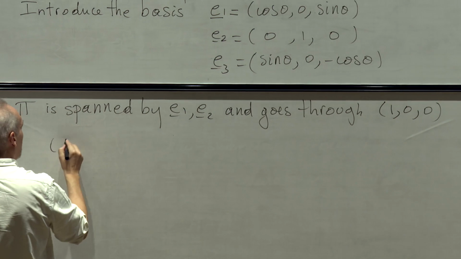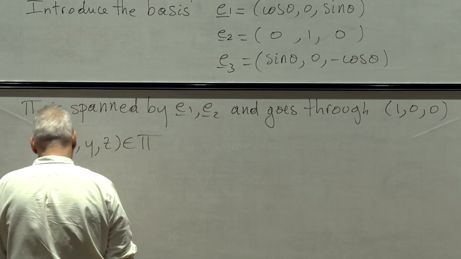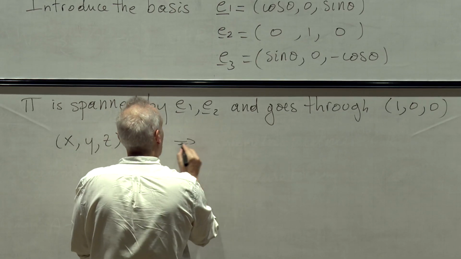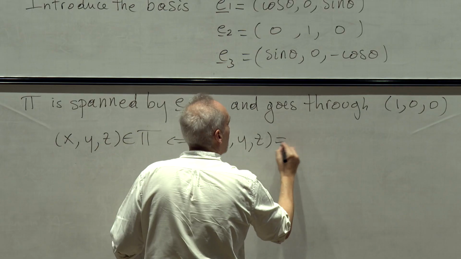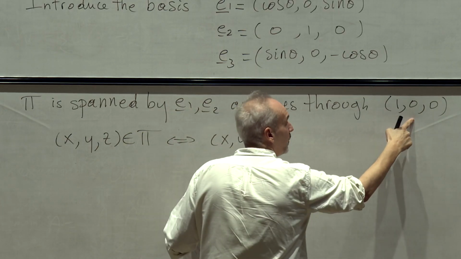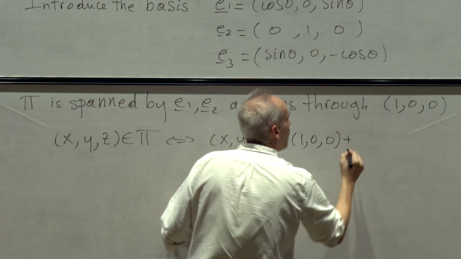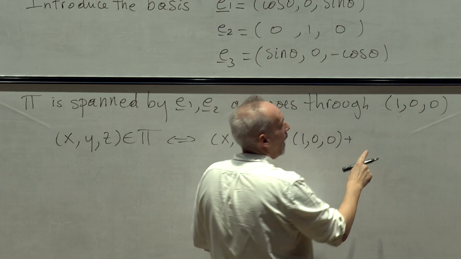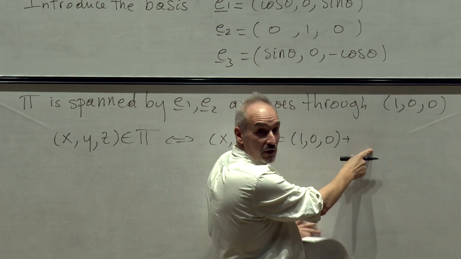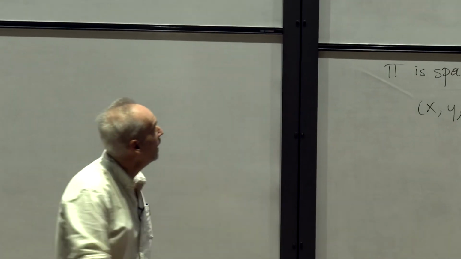So that means xyz is in pi. So I can rewrite it as xyz equals the point P, (1, 0, 0), plus an arbitrary linear combination of the vectors E1 and E2. But that creates my new plane.